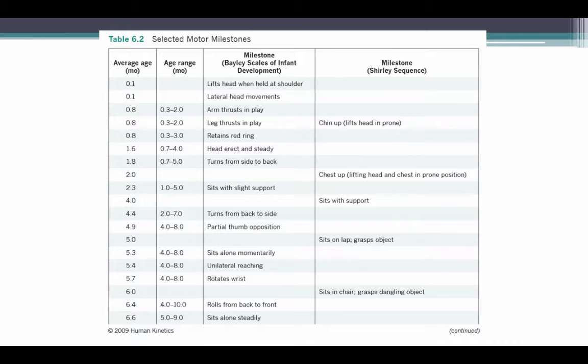So this table outlines the developmental trajectory that is outlined by the Bayley and the Shirley scales. While the milestones are different for the two scales, you can see that they do line up for the most part and have overlapping regions. For example, the sits with support ranges from 1 to 5 months and is at 2.3 on the Bayley scale. The same milestone is 4 months on the Shirley scale, which falls within that range.